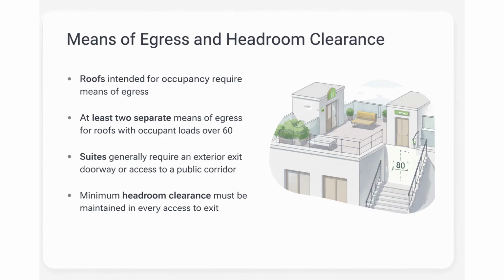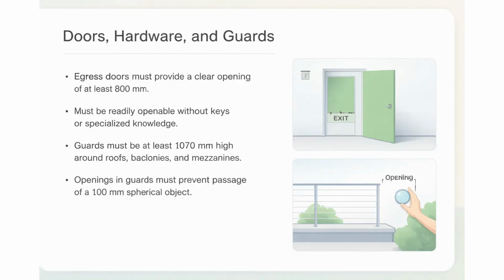Egress doors must never trap an occupant. They must provide a clear opening of at least 800 millimeters and open easily without keys or special knowledge. Furthermore, to prevent falls, guards at least 1,070 millimeters high are required at raised floors and balconies, with strict limits on opening sizes to protect children.